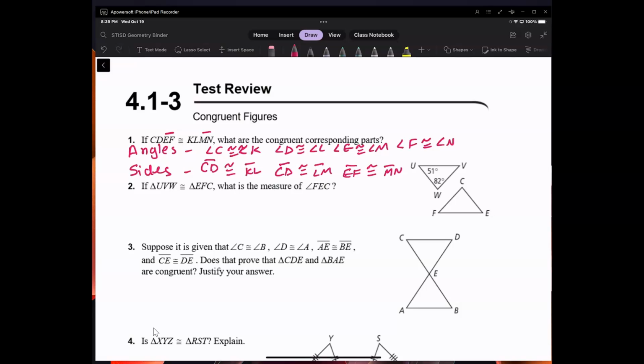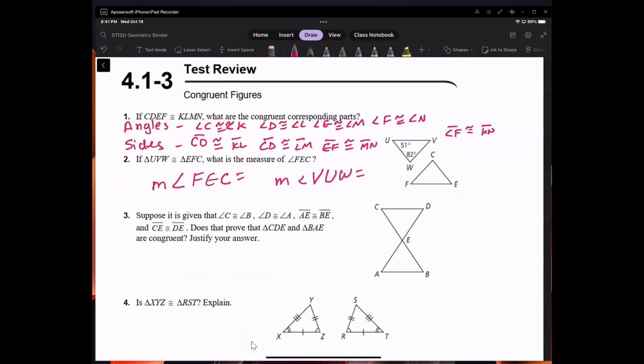And of course, we have the last one, which might be hard to see, but it's going to be segment CF. Segment CF is congruent to segment KN.